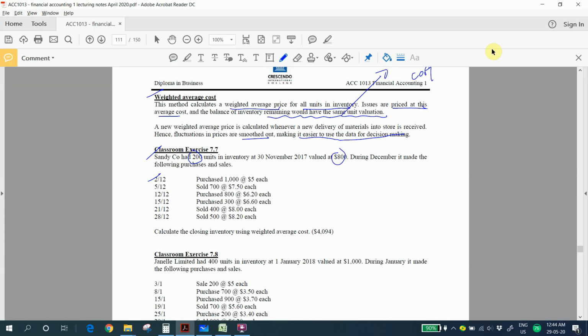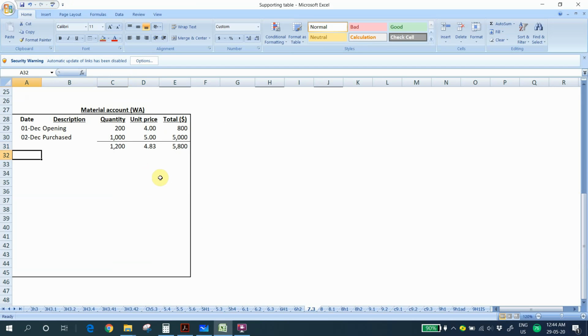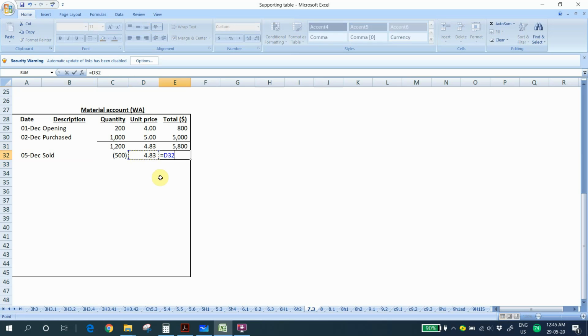Next, on 5th, we sold 700 units, right? So we will write 5th of December. For the sold item, we put a negative because the sold item will reduce our overall balances. So here, what is the cost for these units? We use the new weighted average price. So we use the quantity multiplied with the new weighted average price, we get the total value.